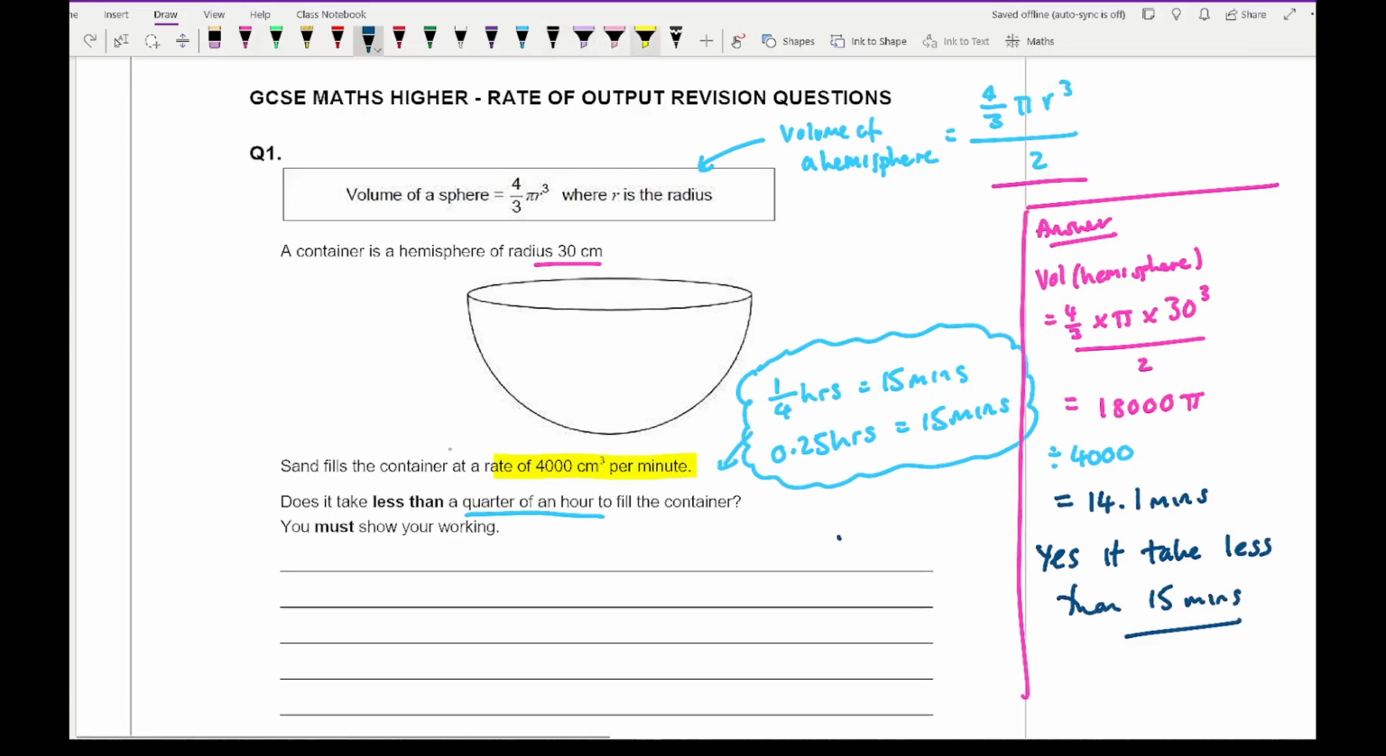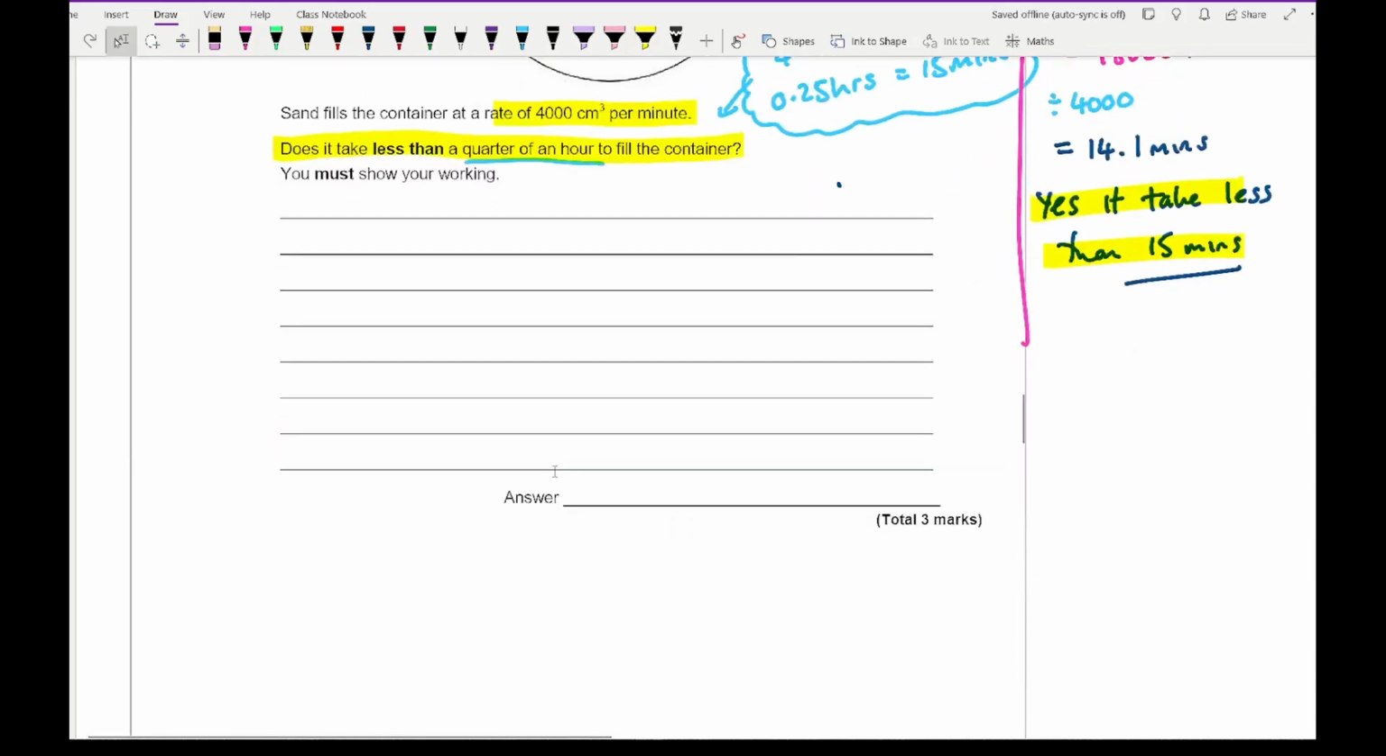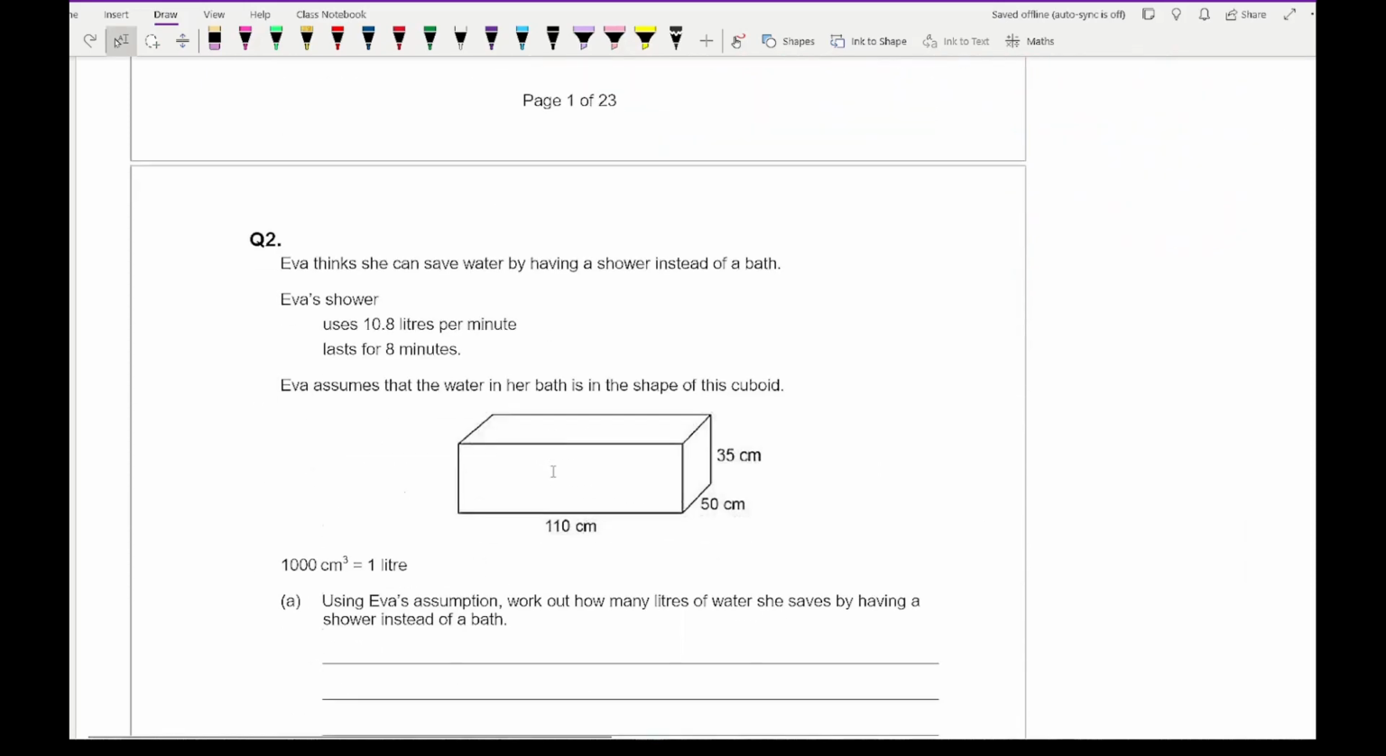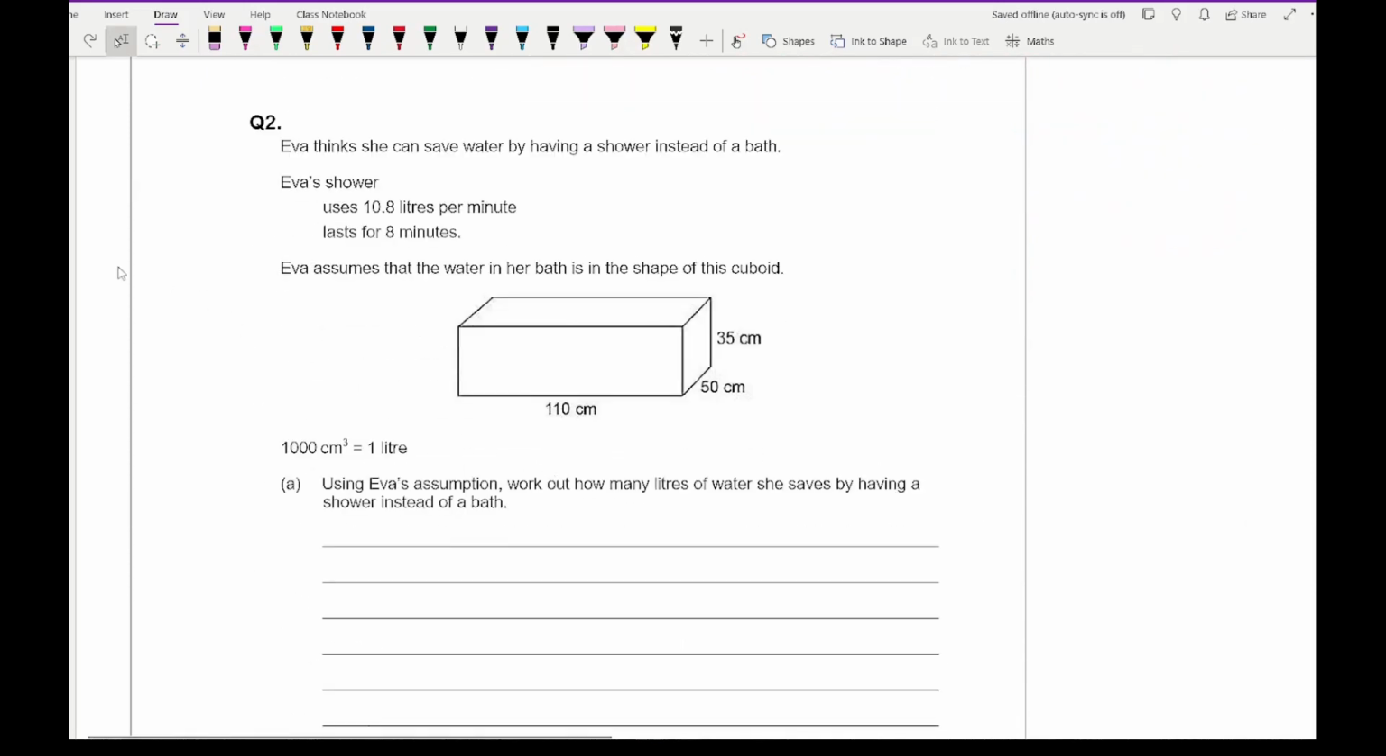Now, it's really important that you do answer the question, because the question's actually, does it take less than a quarter of an hour to fill the container, not how long does it take. So it's really important that you do add this statement, as that could cost you 1 mark out of the potential 3 marks. Moving on to question 2, it says that Eva thinks she can save water by having a shower instead of a bath.